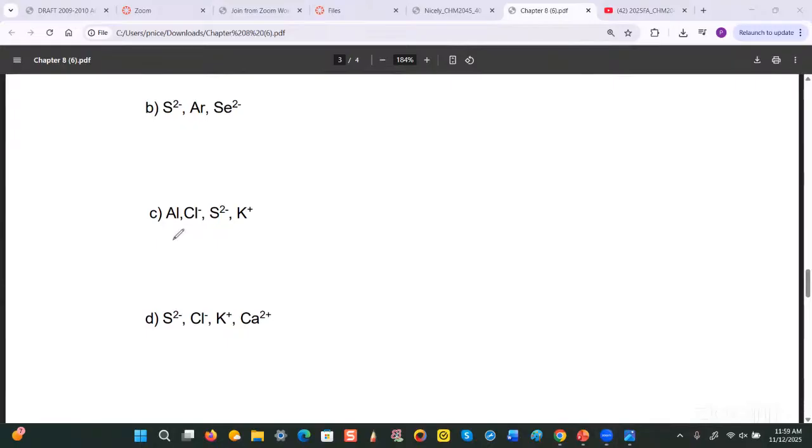Okay, so the answer for this one is Al less than K plus less than Cl minus less than S2 minus. That's the answer. I think I had an issue with, if I remember correctly, where the aluminum is placed. So the aluminum would be of the smallest size or radius. Okay, with that said, let's move on to the next page.